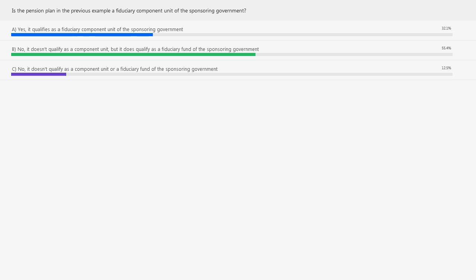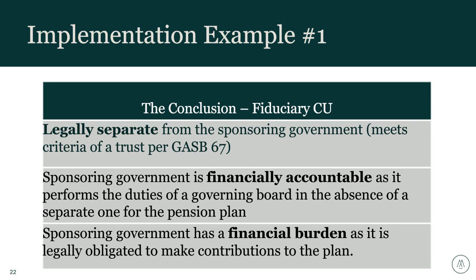So moving forward to the answer here, and this is a tricky one, to some degree they would be reported similarly in your financial statements, whether it was answer B or answer A, as they would be reported as a fiduciary fund. But this is a nuance of how we get to that conclusion that it's a fiduciary fund, and really it's that it's considered a fiduciary component unit. So response A was correct there.